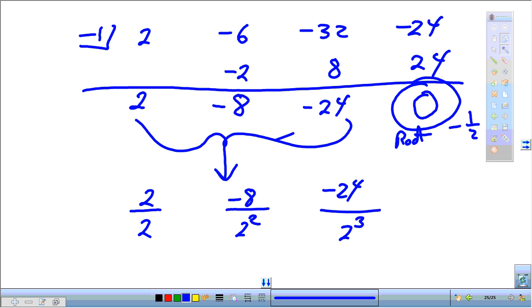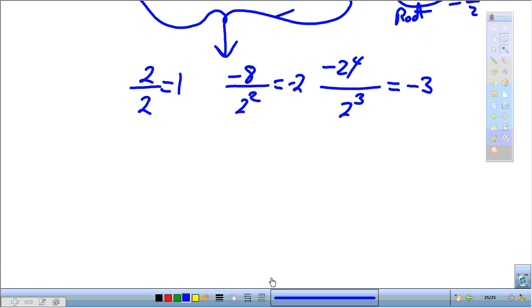So I have one less term now. Where before I multiplied, I had one extra coefficient that didn't have a multiplier, but now I'm down to the other 3. So I divide by powers of 2, starting with 2. So this would be 1, minus 2, and minus 3.